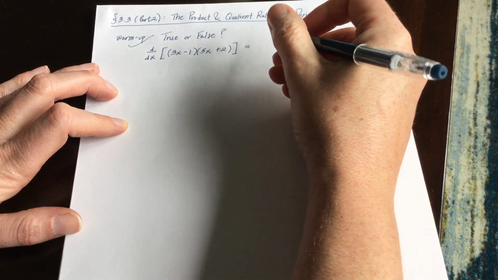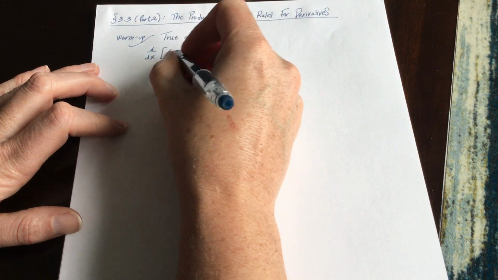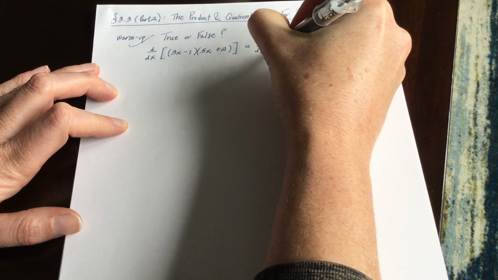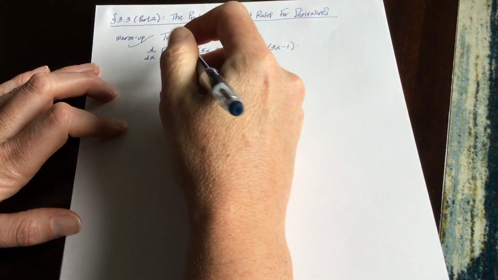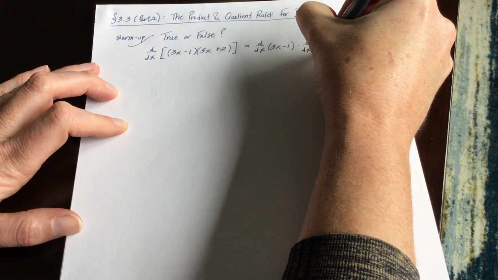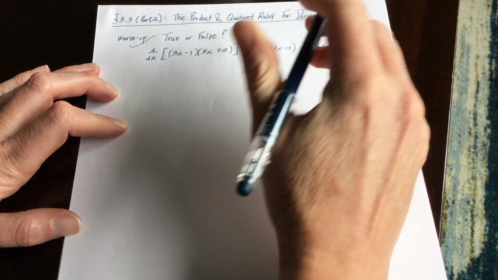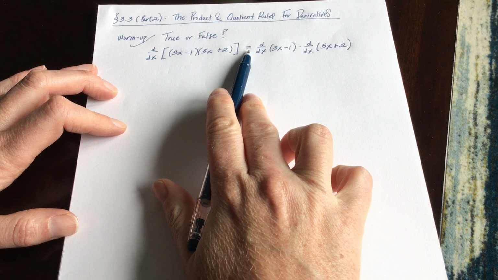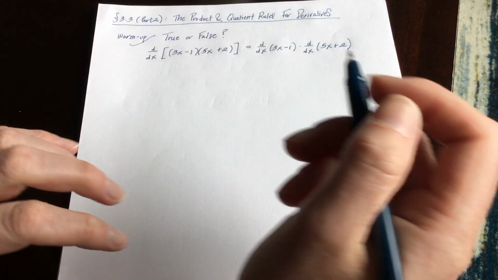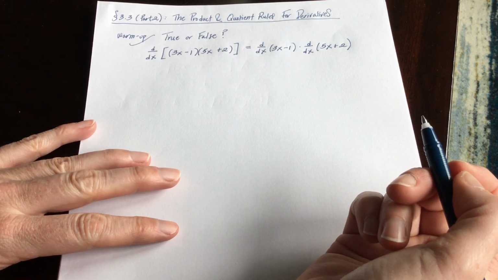And what I want you to think through is, is it okay to just take the derivative of the first function of x, so d/dx of 3x minus 1, and then multiply it by the derivative of the second function of x, so d/dx of 5x plus 2? So is this equal sign telling the truth or not? Think it through on your own, decide what you think. Your thinking process basically should be based on the order of operations.